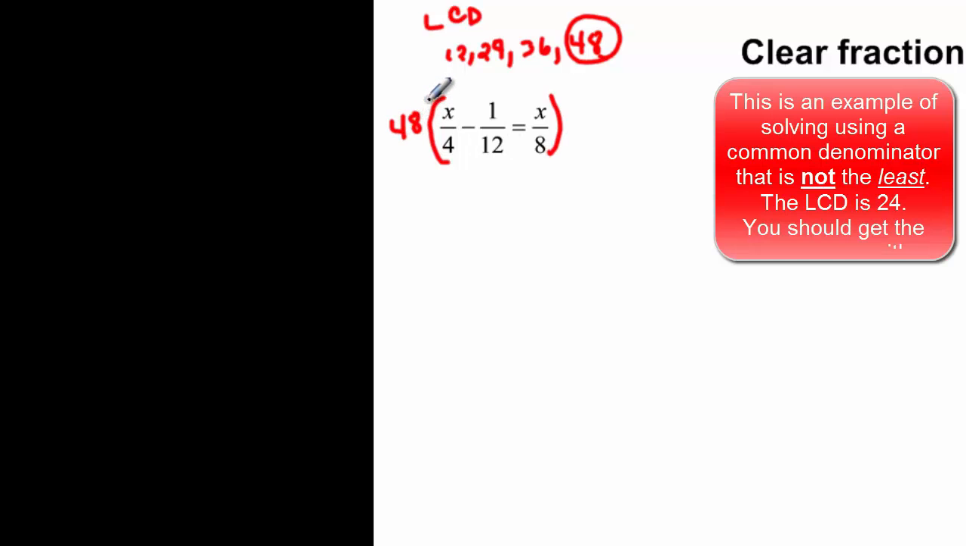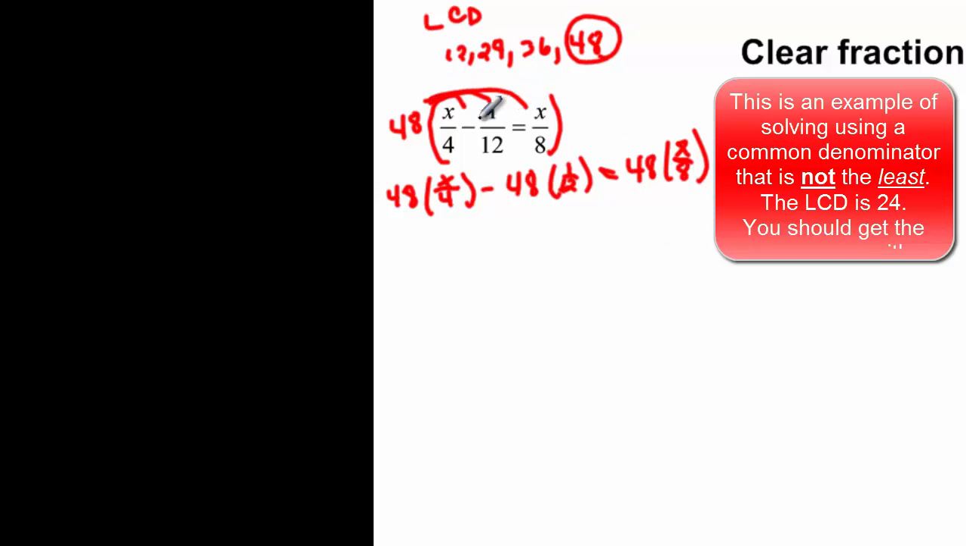So I'm going to take this 48, but I'm really going to say 48 times x over 4 minus 48 times that 1 over 12 is equal to 48 times x over 8. You've got to distribute the 48 to all three parts of the equation.